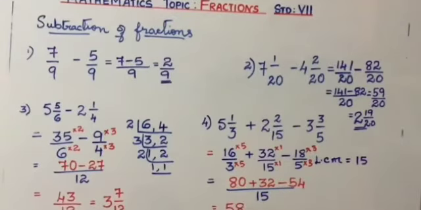58 by 15. How? This is 112, is it not? 112 minus 54. 112 minus 54 gives you 58. You can work it out in your working column. Now, 58 is not prime. 15 is not prime also. But they are co-primes because they don't have anything common.